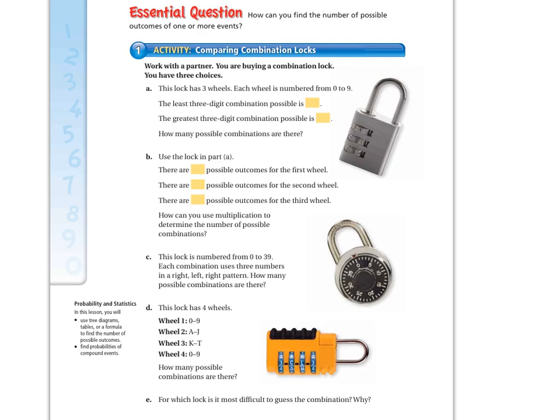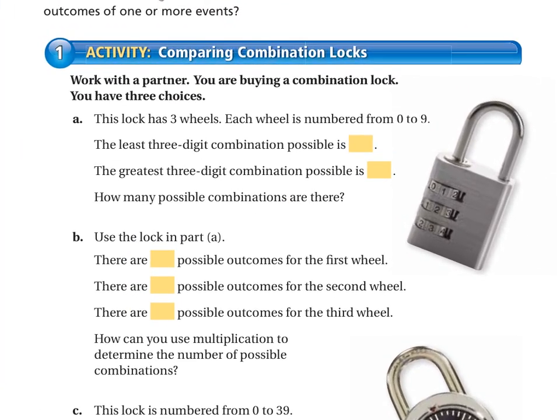Before we get into talking about what a compound event is, I'm going to show you how they're useful. We're going to look at a few locks, some of which you might have seen before, maybe you purchased one for a sports locker. Ultimately, we're going to see which of these locks is the safest to use, maybe the least hackable, right? We don't want someone just guessing what our combination is. So let's look at the first lock here.